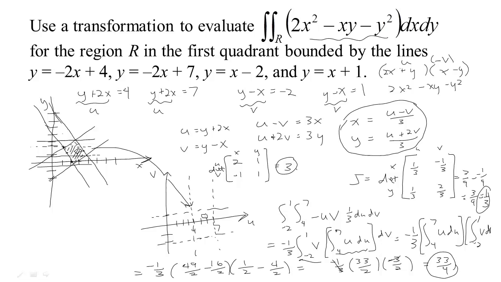So the transformation, although it was a little bit hard to find the Jacobian, actually made the bounds much nicer, and in this case it was kind of a special gift that the function became simpler as well. That doesn't always happen, but it does kind of happen sometimes with problems from the book.